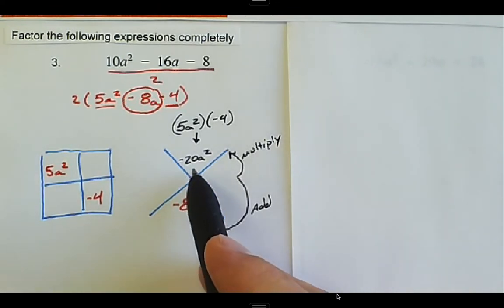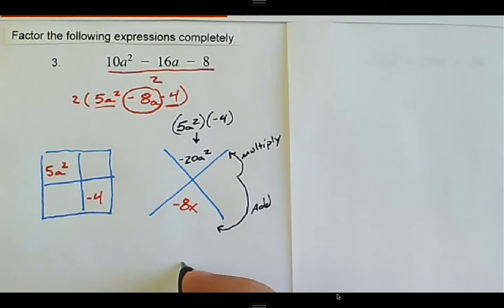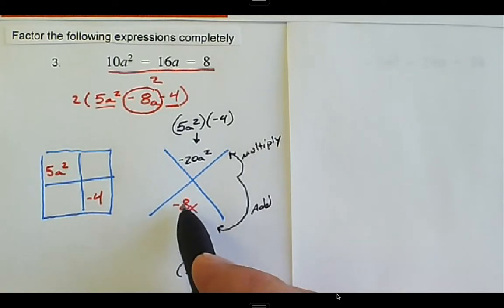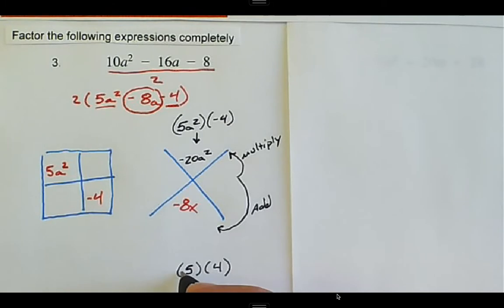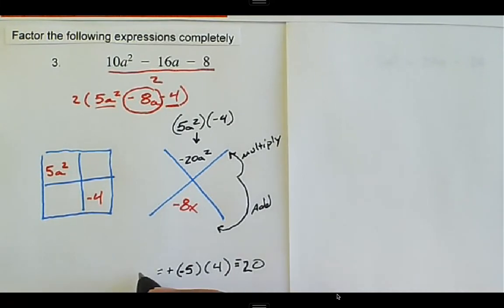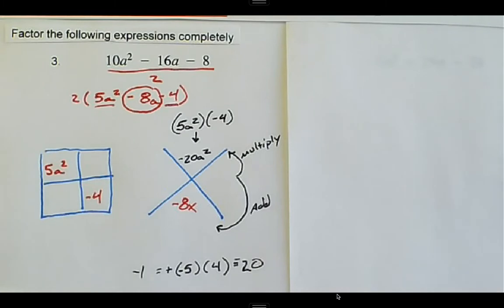So trying to multiply to negative 20. Right away I'm thinking 5 and 4. But it's got to be negative, so one of them has to be negative. And when they add together, it has to be negative. So the bigger one has to be negative. So negative 5 times 4 is equal to negative 20. And if we add these together, then that's going to be equal to negative 1. So that one does not work.